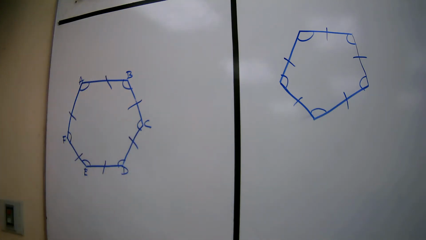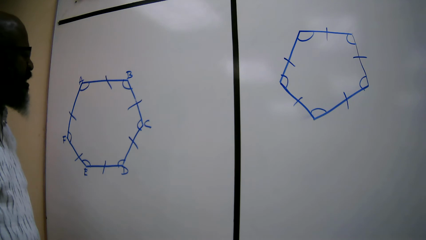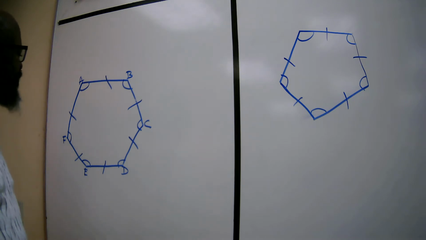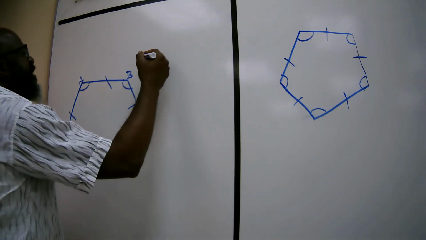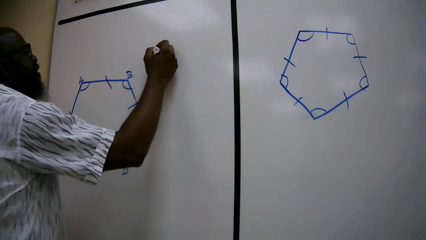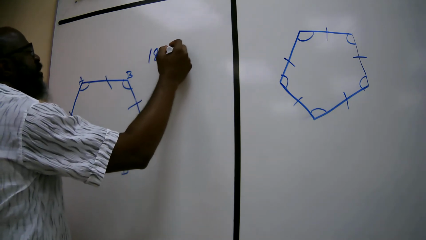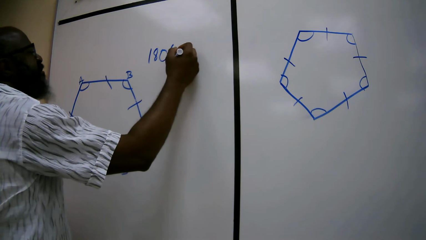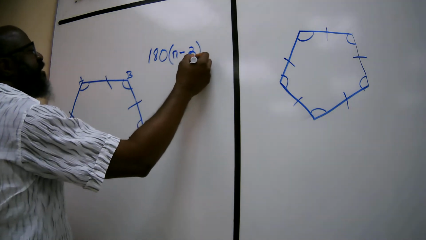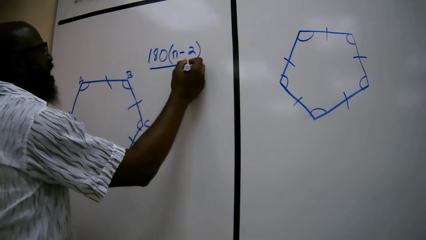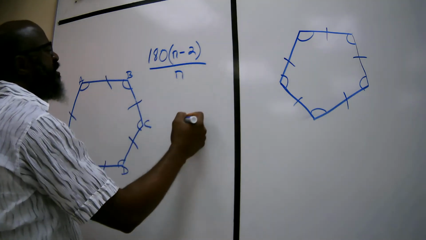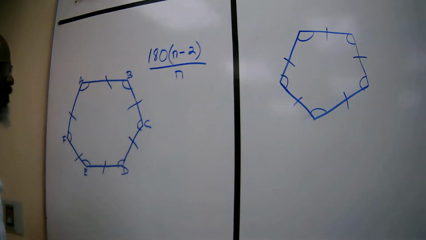Here is an application of how to find the measure of each interior angle in a regular polygon. In order to find the measure of each interior angle, use the formula 180 (n minus 2). That will give you the sum. Since you need the measure of each angle, you will have to divide by n.